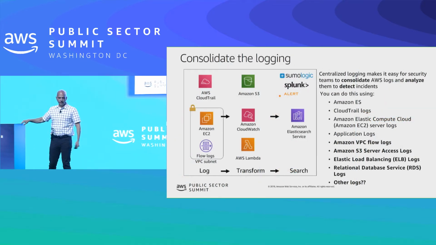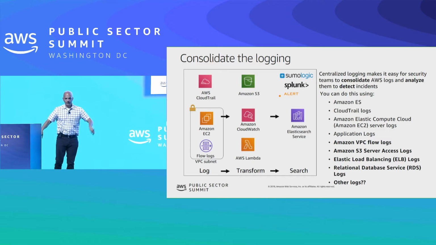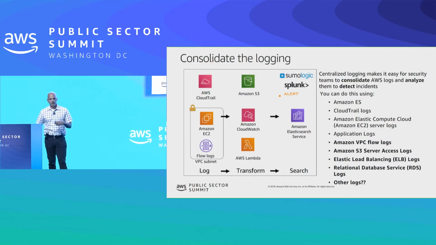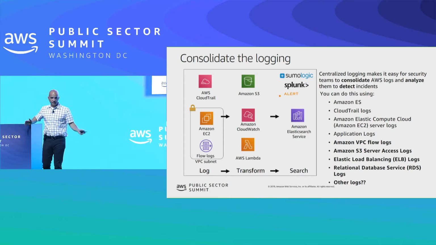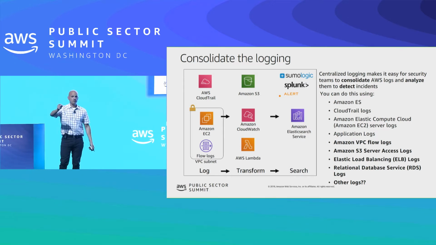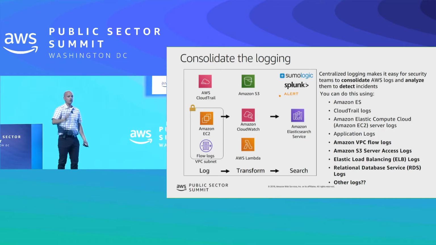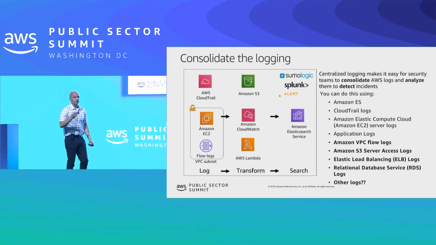So, consolidating logging. You have all these logs, and you might have multiple accounts. The idea here is to pull all those together and then start doing something with that information. Some of the ones I bolded down here are the things that not a lot of my customers are thinking about: VPC flow logs, server access logs, ELB logs, RDS logs, other logs. Just throwing it out there for you to think about: if you're using an Amazon service, does it have a log? Or how are you getting that information?